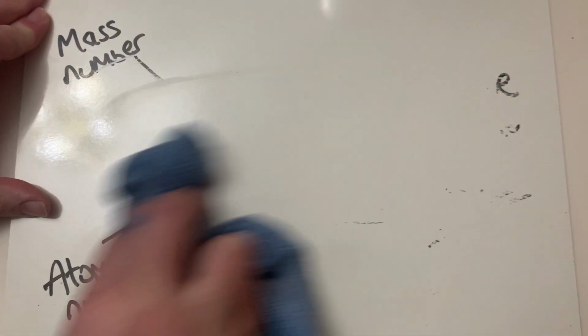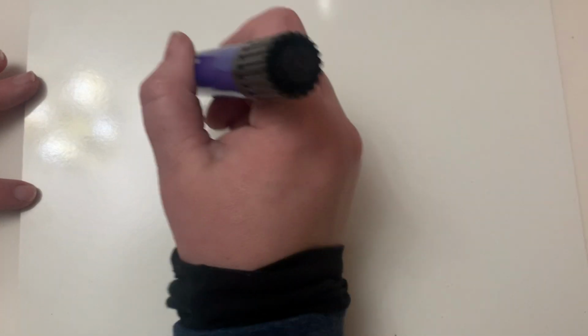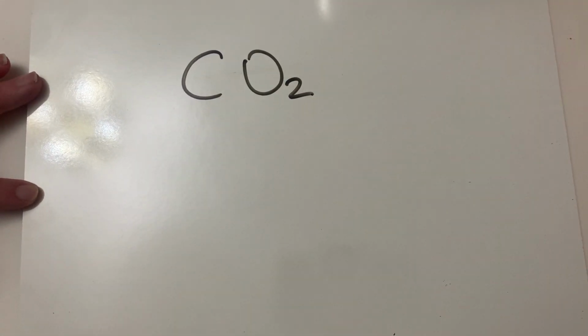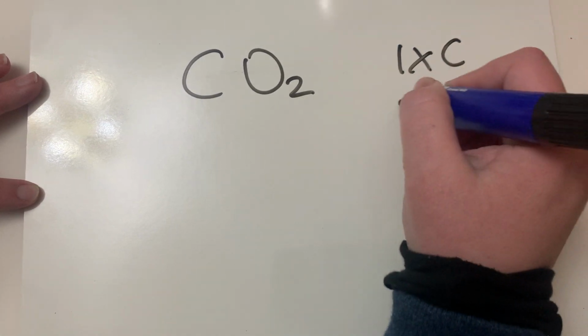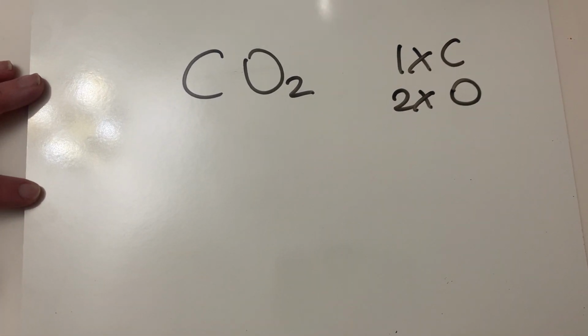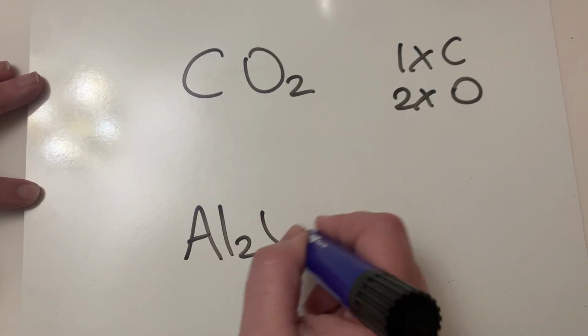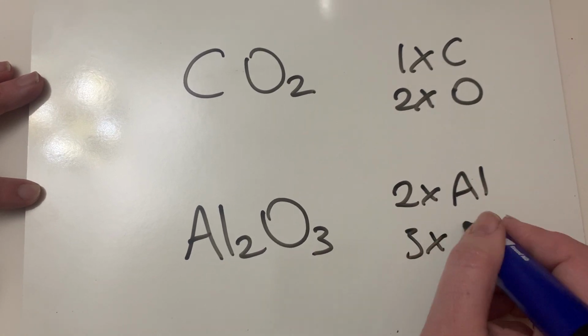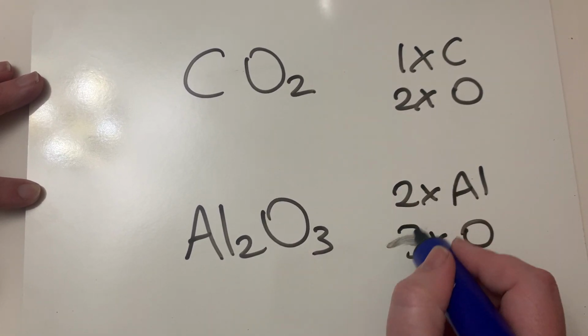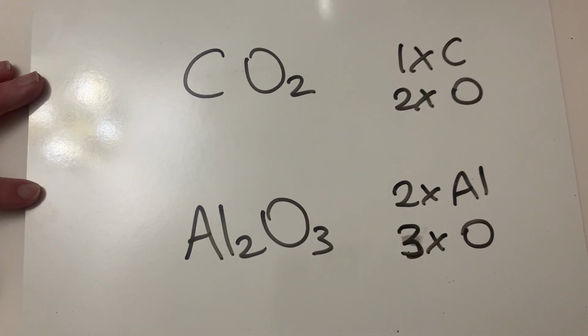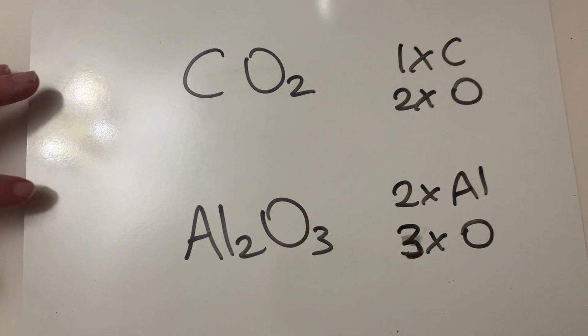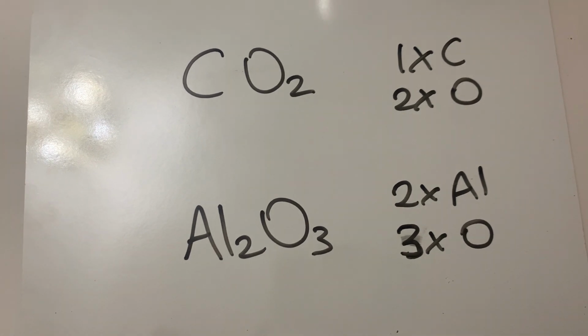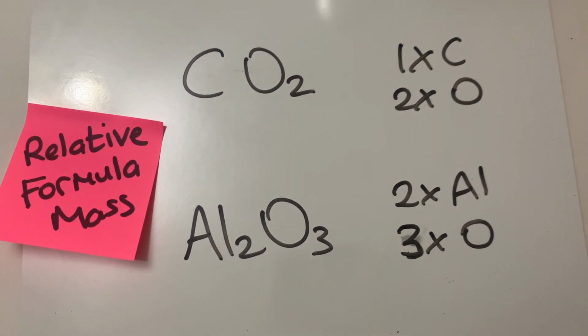Another thing that we've already looked at is the formula and what the formula means. Remember, when we were doing bonding and structure, if we have a formula that is CO2, that means there's 1 times carbon and 2 times oxygen in it. If we have a formula that is Al2O3, that means there's 2 times aluminium and 3 times oxygen. Hopefully you remember doing that in our bonding topic whenever we're working out the formula. So we're going to talk about 2 examples like that. How do we work out the relative formula mass for compounds like that?